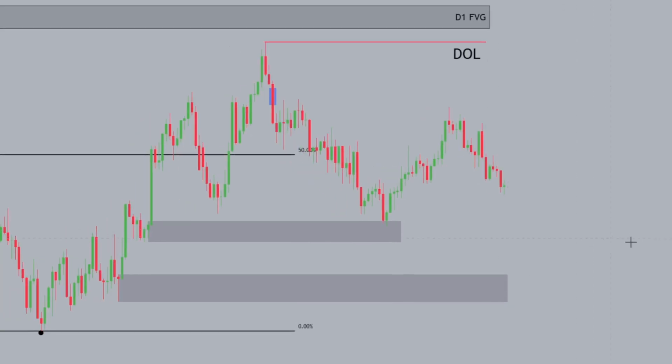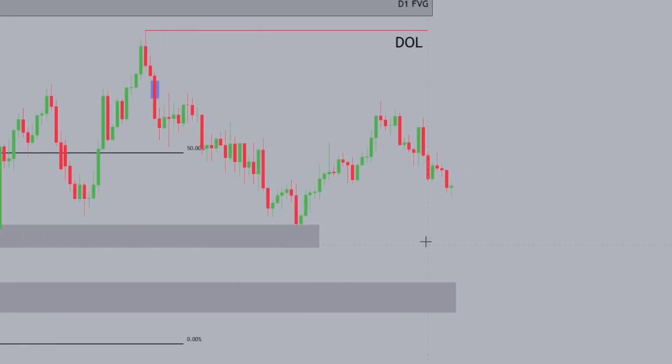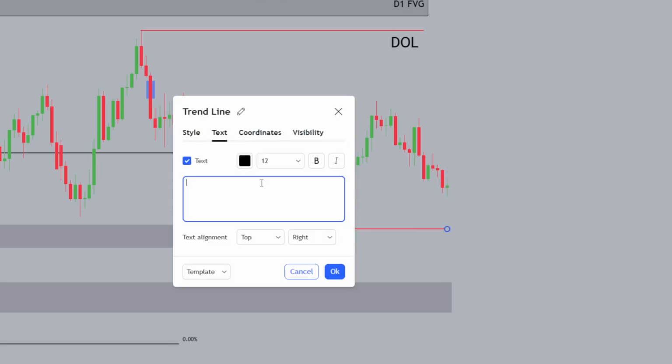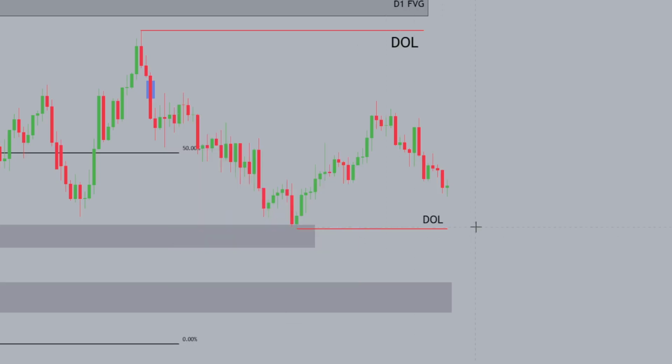But what's also worth considering, and what's also valid to consider at this point, is that we also have a weak low over here. Now, this is a weak low as well. So this is also a DOL, or a draw on liquidity, a drawn liquidity of the daily time frame. This is a daily time frame DOL.